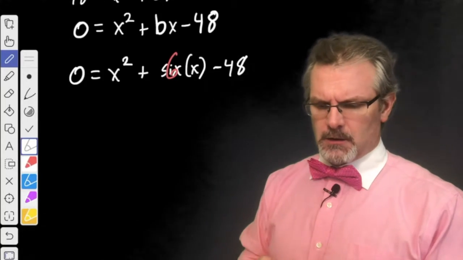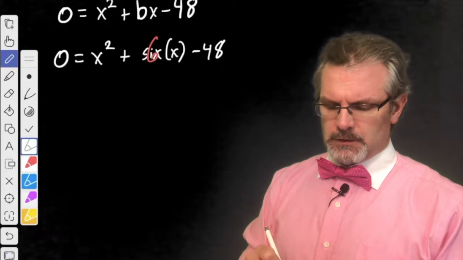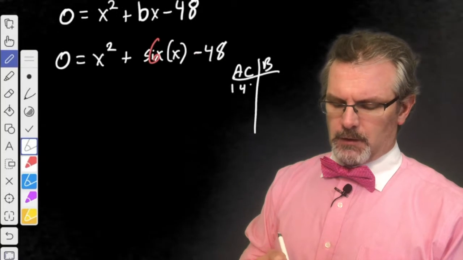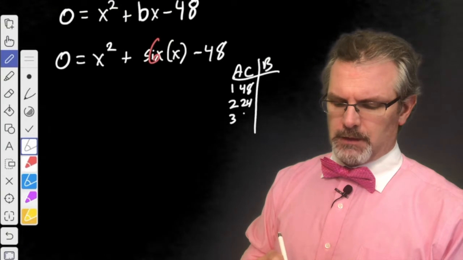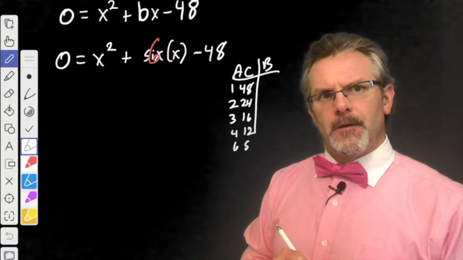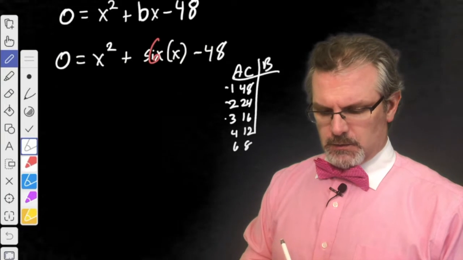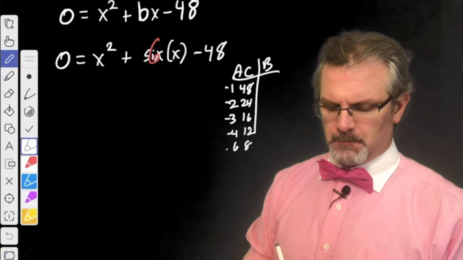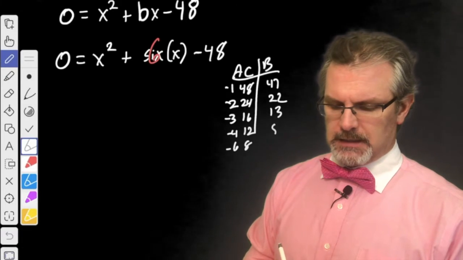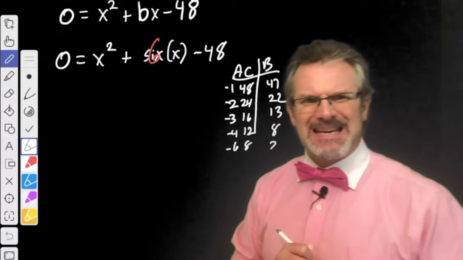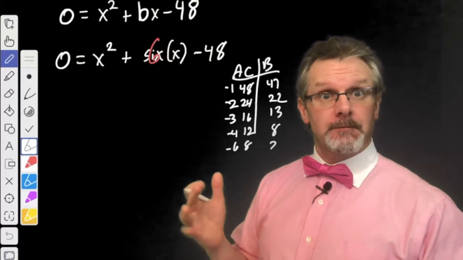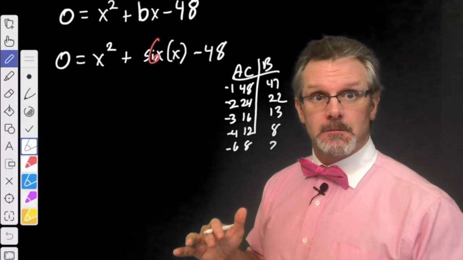6 inches longer. So I start thinking about my factors of AC that sum to B: 1 and 48, 2 and 24, 3 and 16, 4 and 12, and 6 and 8. Negative 48, so that means the smaller number's negative. 47, 22, 13, 8, and 2. None of those add to 6. It's not going to work, at least not by being able to factor this.